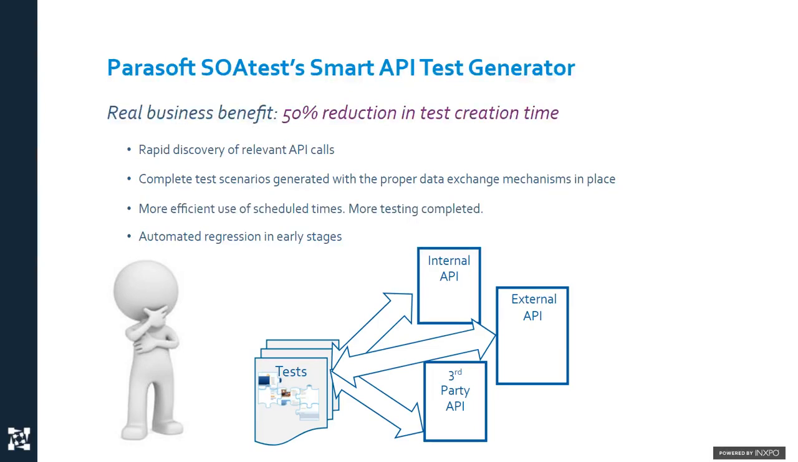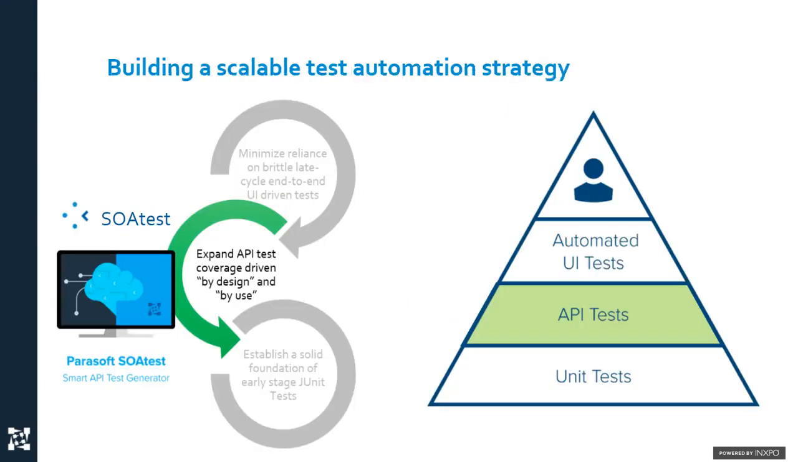This workflow actually saved this organization 50% in test creation time. They weren't having to figure out all of the business logic. They were able to capture the business logic with the UI in its current state, build the test automation around that business logic, and then automate it continuously as part of their CI/CD process.